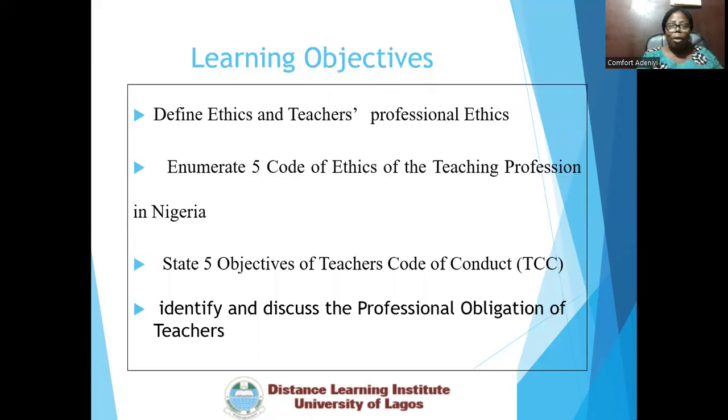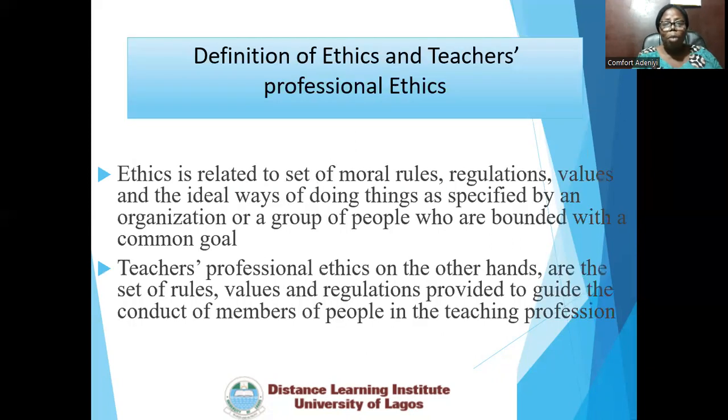Now let's look at the objectives of today's lesson. At the end of this lesson, you should be able to do certain things. One, define ethics and teachers' professional ethics. Two, enumerate 5 codes of ethics of the teaching profession in Nigeria. Three, state 5 objectives of teachers' code of conduct. Four, identify and discuss the professional obligations of teachers. So at the end of this lesson, you should be able to assess yourself based on that.